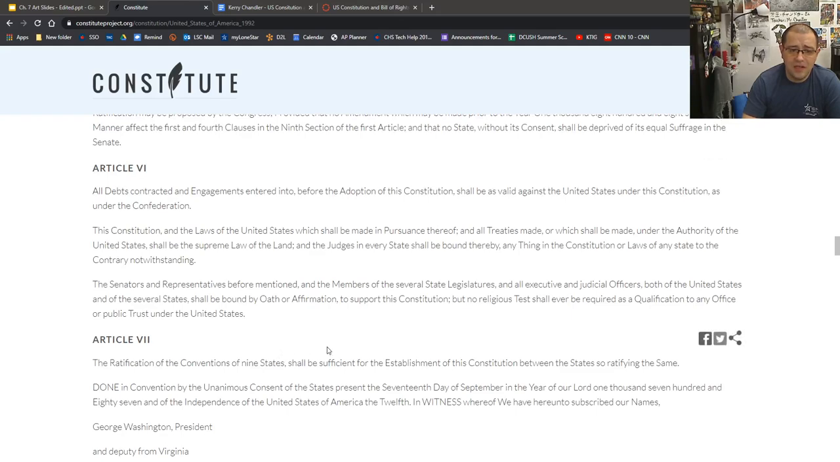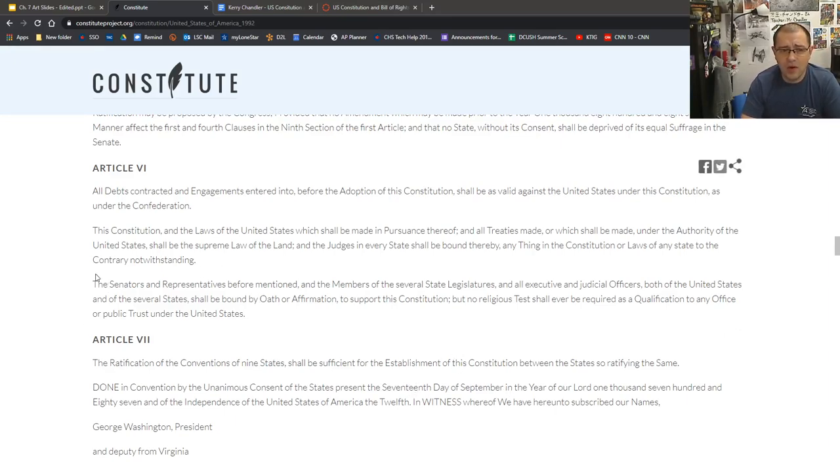Article 6. Article 6, all debts contracted and engagements entered into before adoption of this Constitution shall be as valid against the United States under this Constitution as under the Confederation. This Constitution and the laws of the United States which shall be made in pursuance thereof, and all treaties made or which shall be made under the authority of the United States shall be the supreme law of the land. The judges in every state shall be bound thereby, anything in the Constitution or laws of any state to the contrary notwithstanding. Senators and representatives before mentioned, members of the state legislatures, all executive and judicial officers, both of the United States and of the several states, shall be bound by oath or affirmation to support this Constitution, but no religious test shall be required.